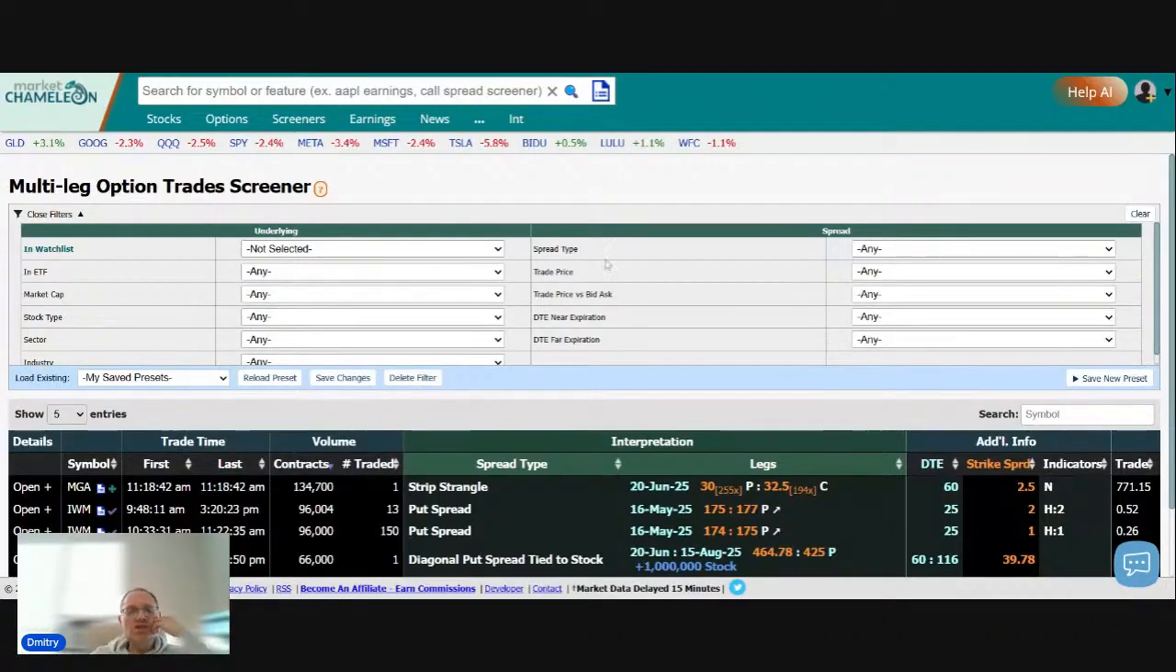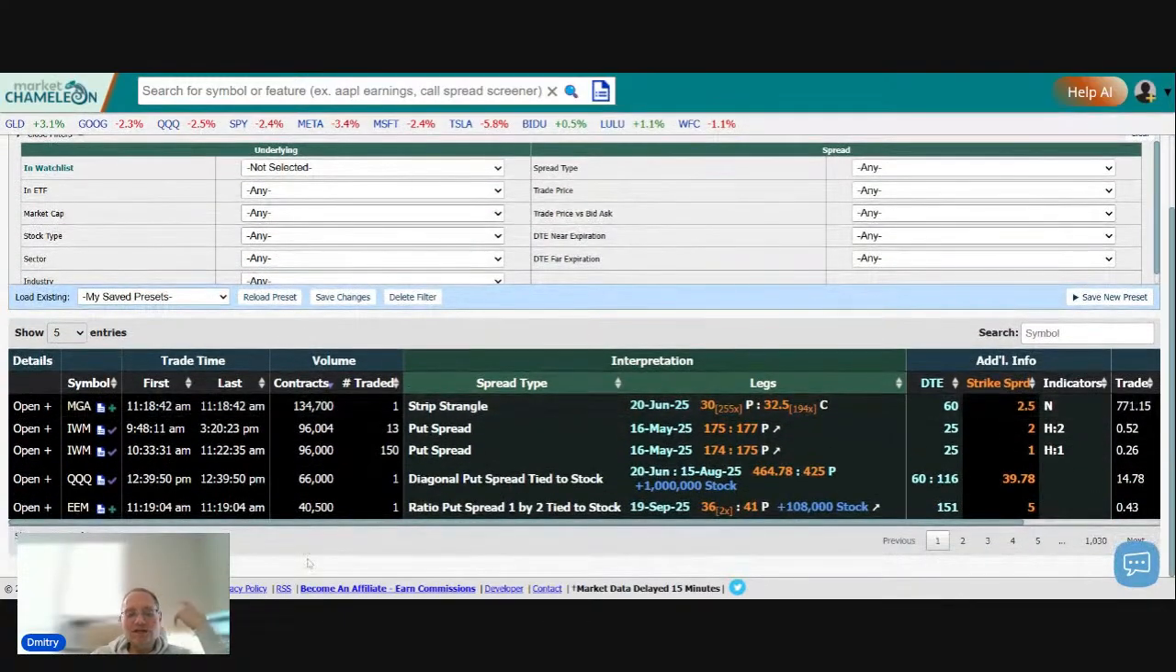Here, what you'll see up top are filters, and then below you have this data table with different items in it, and these are aggregated trades that we compiled from the options trade tape. The system looked at the multi-leg trades, stitched them together, analyzed them, and then made this interpretation of what the strategy of the multi-leg options trades was.